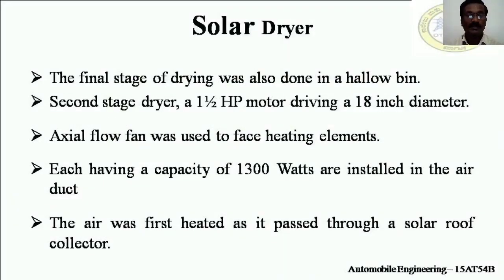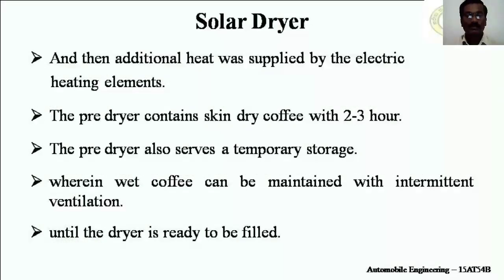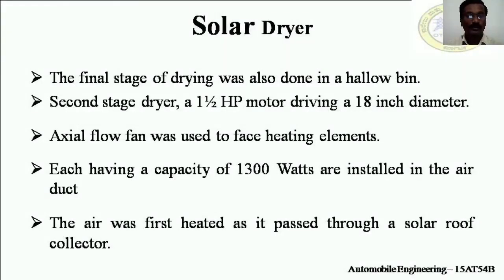The final stage of drying is also done in the hollow bin, the second stage dryer. A 1.5 HP motor drives an 8-inch diameter axial flow fan, which is also the same in this system. Heating elements, each having a capacity of 1300 watts, are installed in the air ducts.